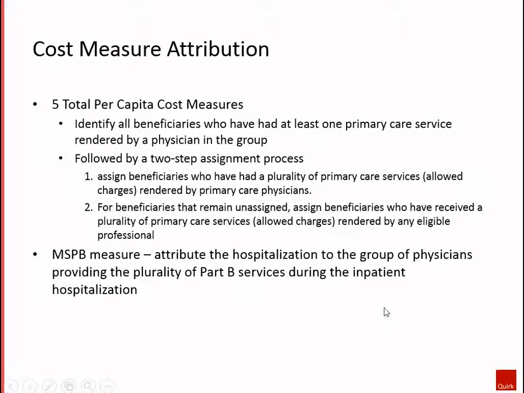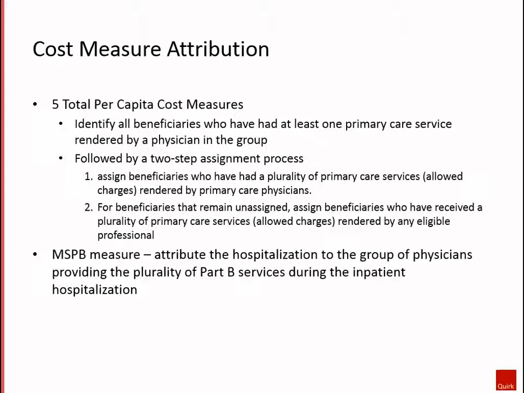The cost measure, again, is done based on 5 total per capita cost measures. Beneficiaries who have had at least 1 primary care service rendered by a physician in the group, and then it's followed by a 2-step assignment process. First, beneficiaries who have a plurality of primary care services rendered by primary care physicians. Second, beneficiaries that remain unassigned who have received a plurality of primary care services rendered by any eligible professional.